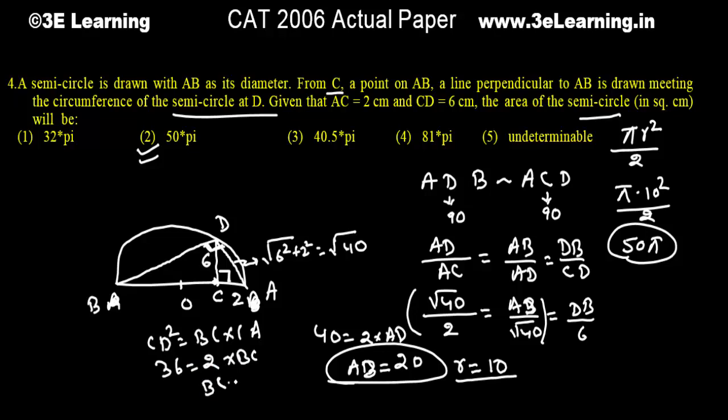So our BC is nothing but 18. So this should be 18 and this should be 2. So our AB should be 20 and we can solve. But this is the concept. That's why I discussed the concept. So either use the direct formula or use the concept.